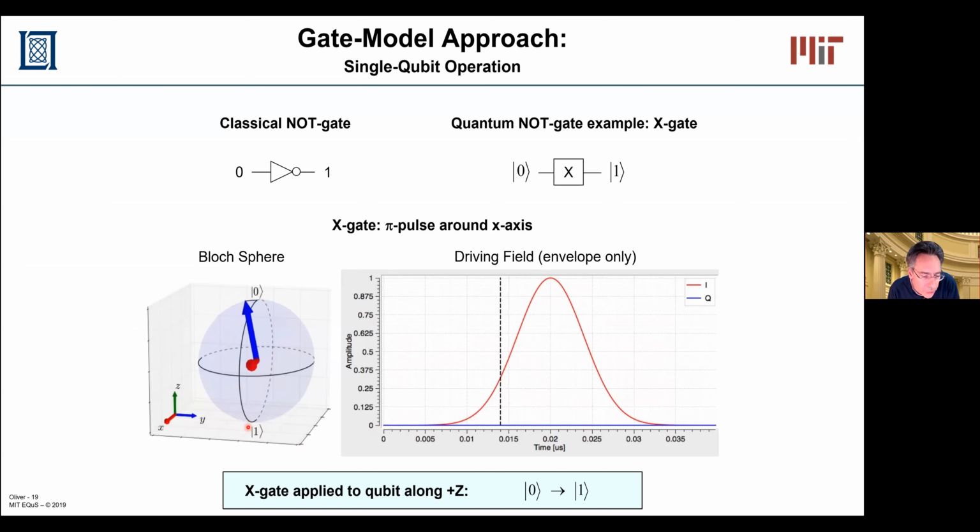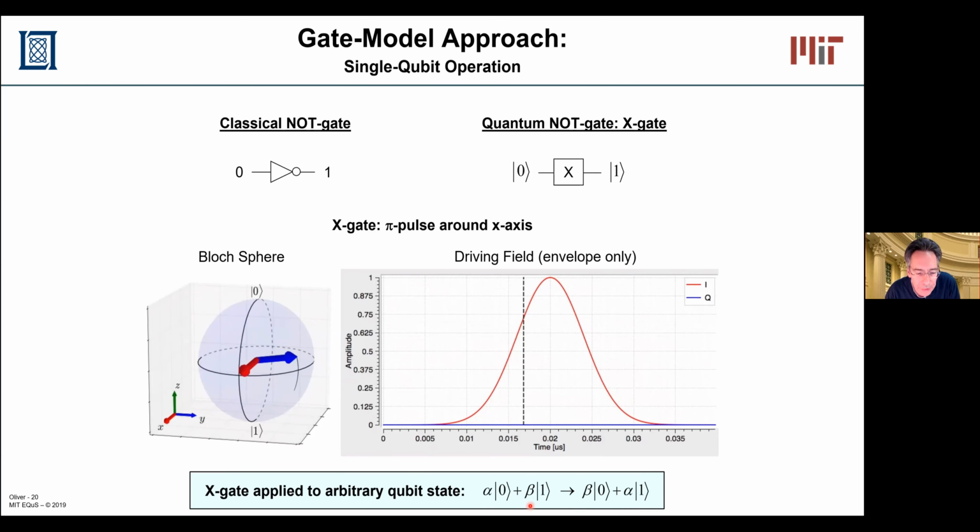Now, in this case, you start at the North Pole, you end at the South Pole. So this is just a classical bit. It's implemented with a quantum computer, but there's nothing quantum mechanical yet. There's no superposition state. And of course, it just inverts states 0 and 1. But of course, we know that we can apply this same gate, this same pulse, to any arbitrary starting position, for example, a superposition alpha 0 plus beta 1. And this gate will rotate that 180 degrees around the x-axis. And the action of this is to swap alpha and beta of the superposition state. So alpha 0 plus beta 1 becomes beta 0 plus alpha 1. Okay, and that's what an X gate does. So that's an example of a single qubit operation.